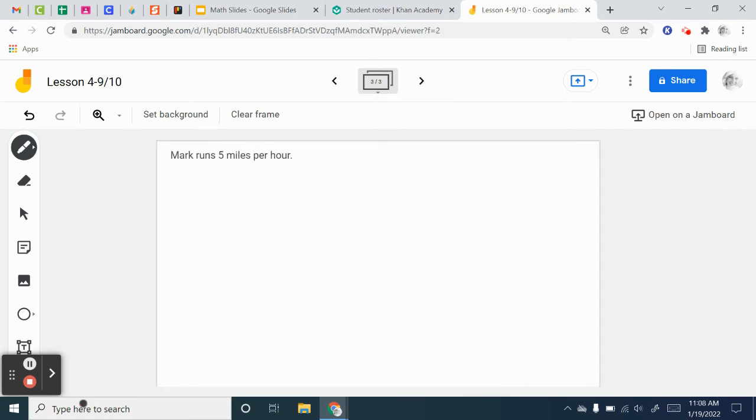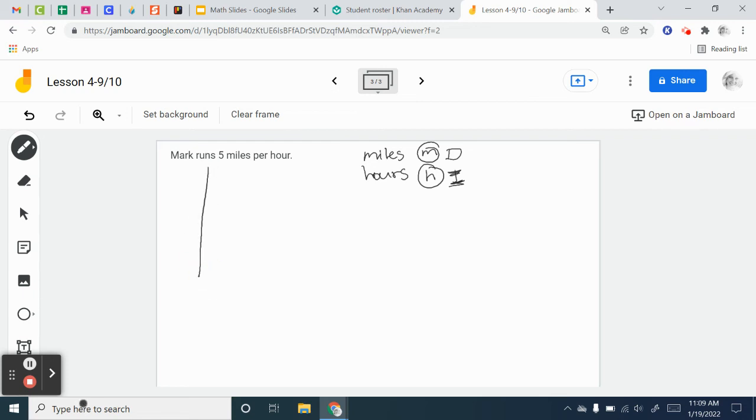All right, one more example. Mark runs 5 miles per hour. So I've got miles and I have hours. So miles, I'm going to make M. Hours can be H. Hours go by all on their own, so that's independent. And miles, the number of miles he runs, depends on how many hours he's run for. So hours is independent, miles is dependent.